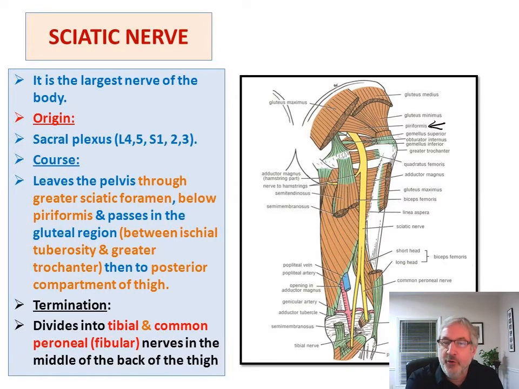You know, where the piriformis muscle, that's that muscle that's going across here. So it goes underneath that. So if you have compression of the sciatic nerve by the piriformis, then you would have radiating pain. You could have radiating pain all the way down your leg.